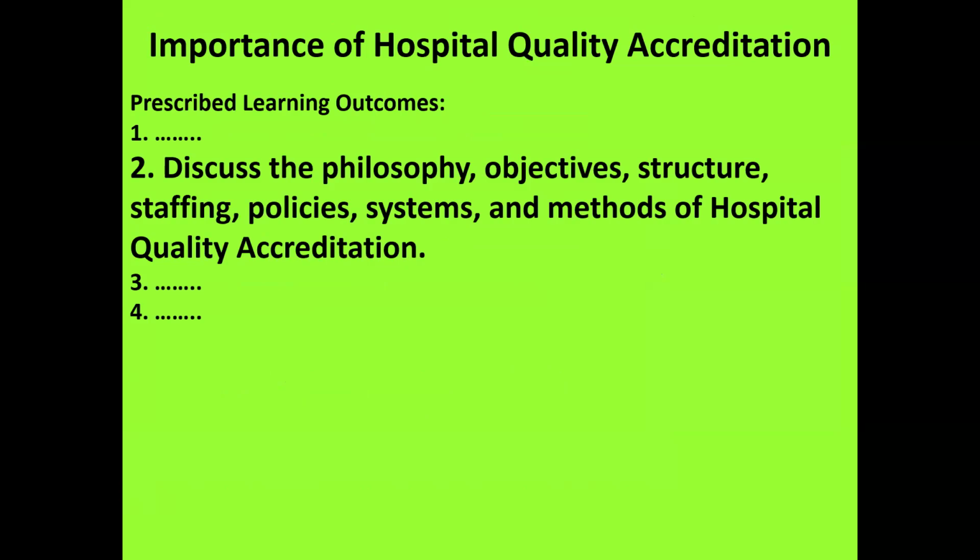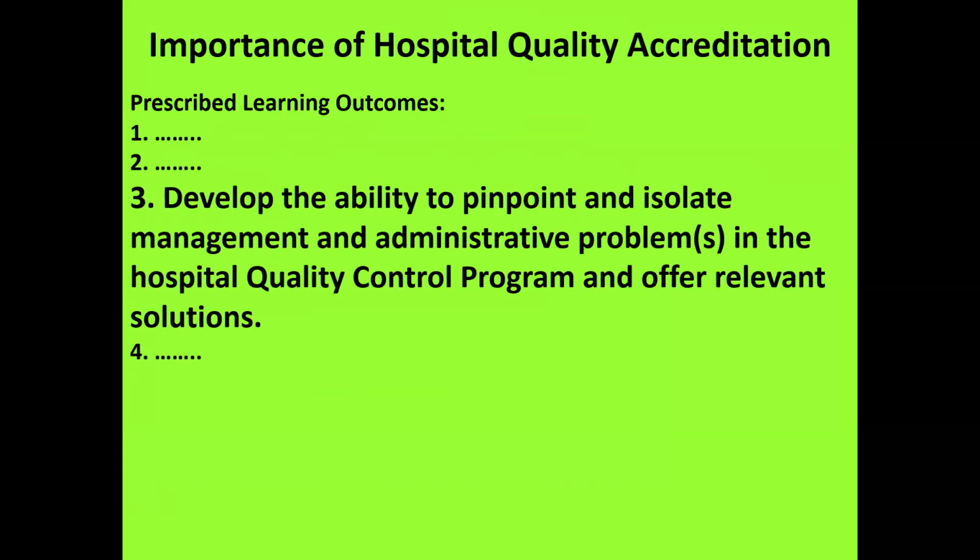Okay, so we have covered all the items in the second prescribed learning outcome. Let's now proceed to the third prescribed learning outcome, which is to develop the ability to pinpoint and isolate management and administrative problems in the hospital quality control system or program and offer relevant solutions. Here I will be sharing with you the common problems which I have encountered and the suggested strategic solutions.